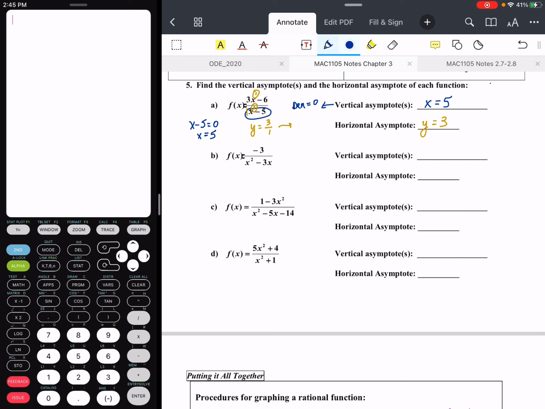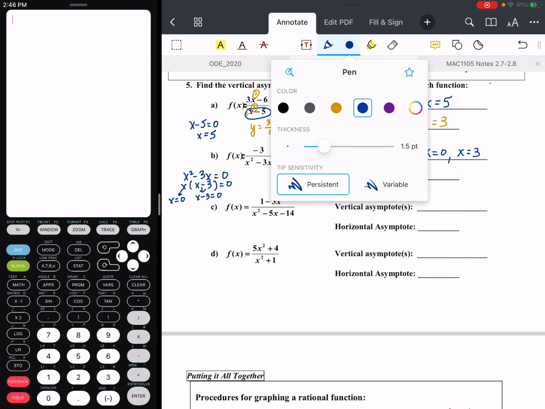All right, vertical asymptote for part B, f of x equals negative 3 over x squared minus 3x. For my vertical asymptote, I'm going to take just the denominator, x squared minus 3x, and set it equal to 0. I can factor to solve, so I get x times x minus 3 equals 0. And then I set each factor equal to 0, so x equals 0, so that's one vertical asymptote. And x minus 3 equals 0. When I solve that, that gives me x equals positive 3 for my second vertical asymptote.